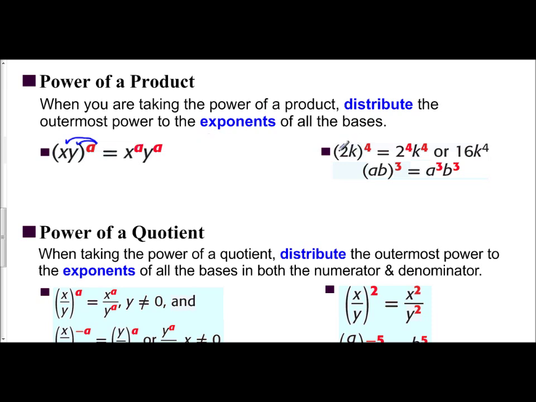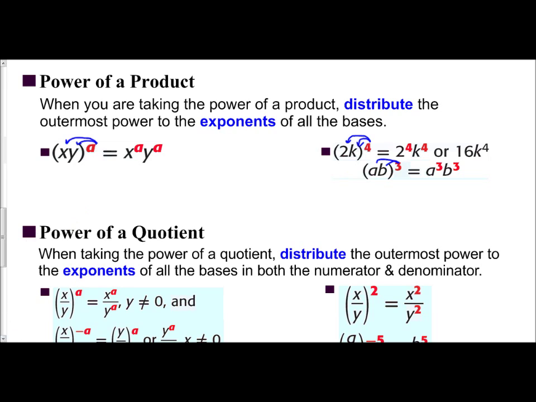And I say that word exponents strongly because if I have 2k to the 4th power, the 4 goes to the exponent of the k to give me k to the 4th, but it also goes to the exponent of the 2. And so it gives me 2 to the 4th, which is 16. So 16k to the 4th. If I have ab cubed, I'm going to do a cubed and b cubed.